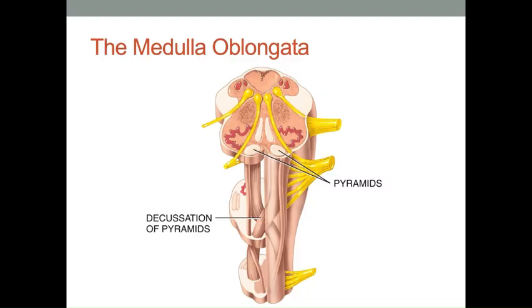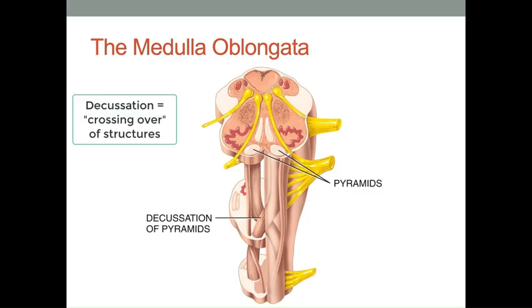So another really interesting aspect of the medulla oblongata is this structure that you see here called the decussation of pyramids. So decussation, that sounds like a fancy word. That's an anatomical term for crossing over. So literally what is happening at the level of the medulla oblongata here is that neurons that are moving up the spinal cord cross over from the left side to the right side of the brain.